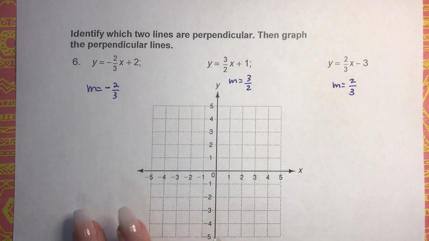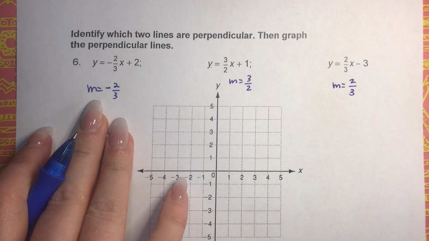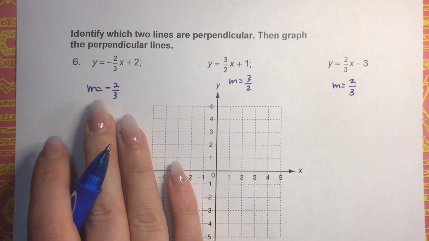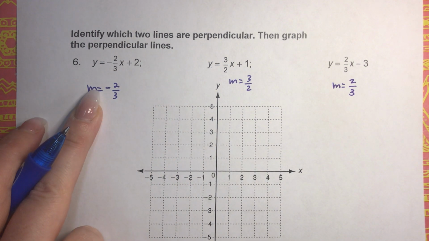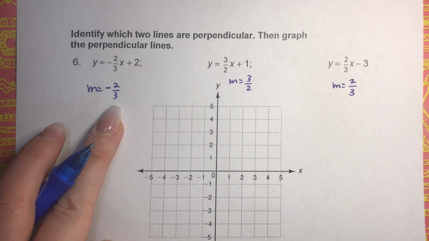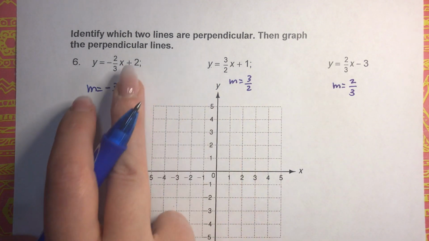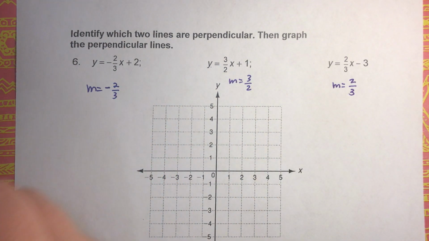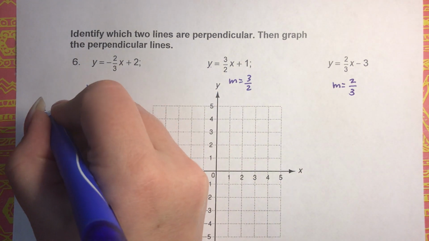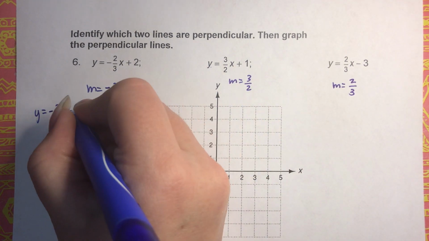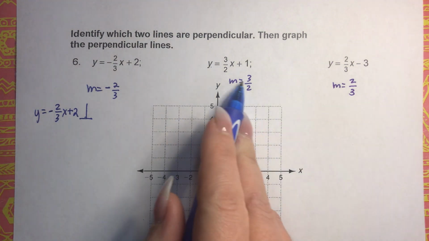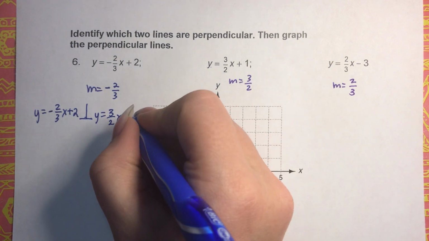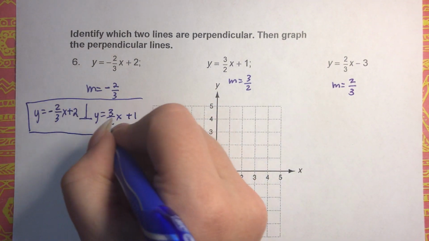Okay, so we need a negative and a positive. This is our only negative, and those both are positive, so they can't be perpendicular to each other. So it has to be perpendicular to this one. So this is negative, so we need the reciprocal of this, which would be 3 over 2, which is this one. So these two are the ones that are perpendicular. So I'm going to write it right here. Y equals -2/3 x plus 2 is perpendicular to y equals 3 over 2x plus 1. Okay, that is our answer.